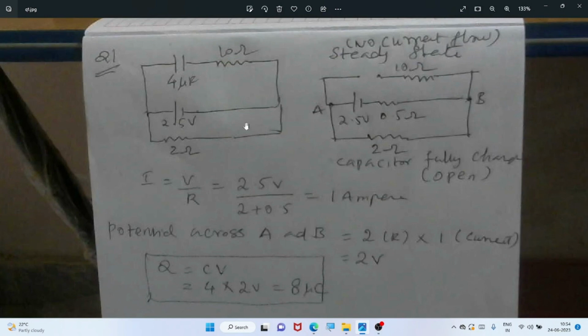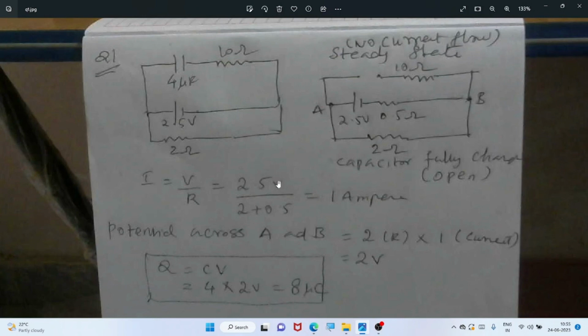Now the battery here is 2.5 volt. The current will flow in this circuit only, and we have 2.5 ohm as the resistance. We have 0.5 as the internal resistance given. So voltage by resistance, 1 ampere current will flow. Here this branch is open.